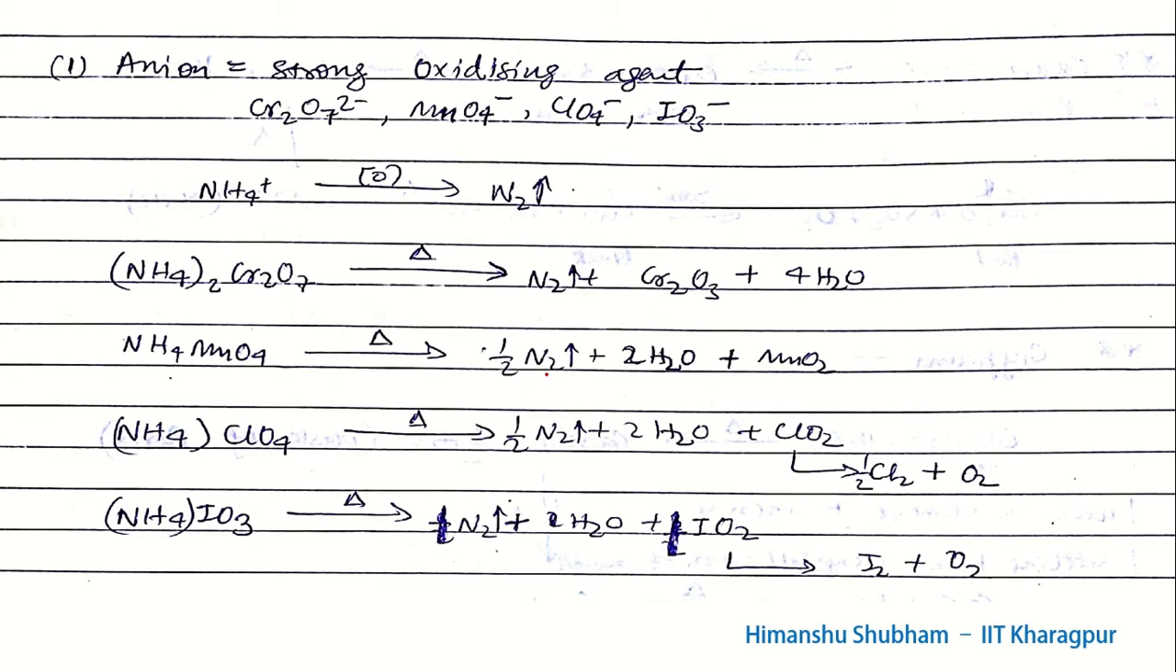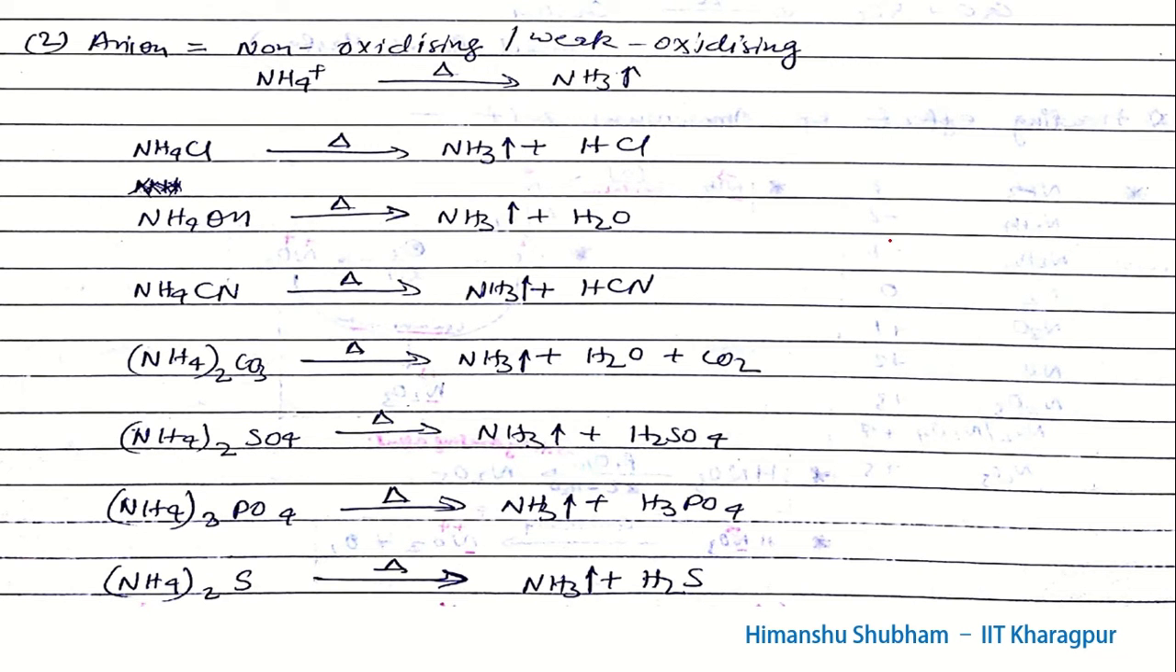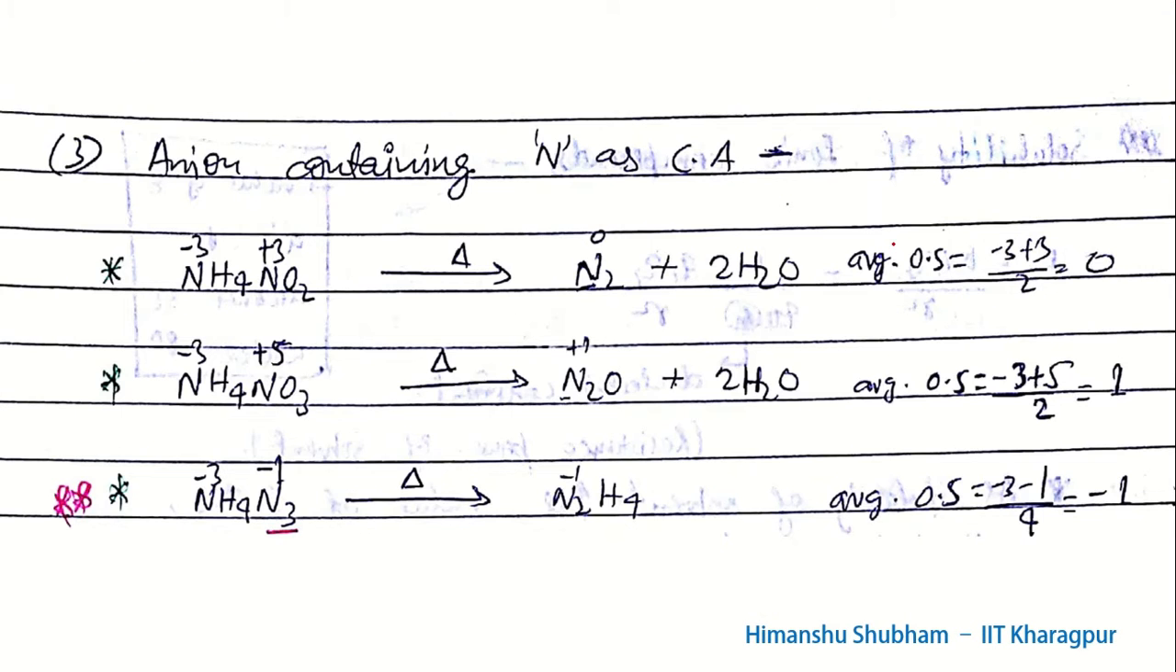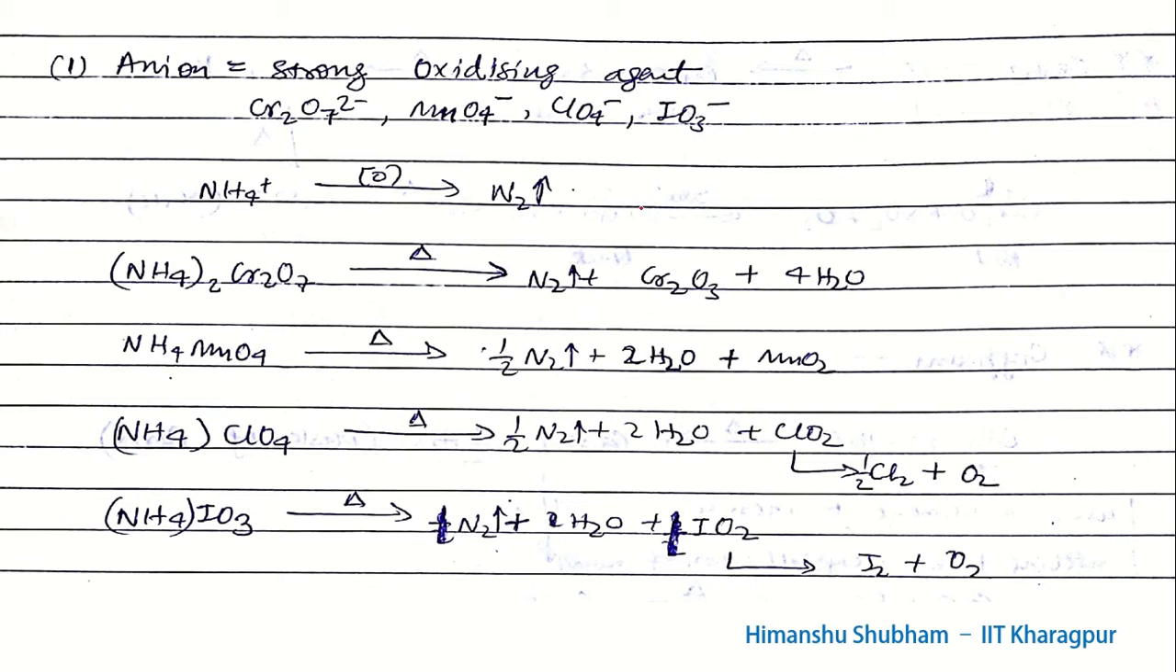So we'll have three cases here. Basically, the first one in which the anion of the ammonium salt is a strong oxidizing agent. In the second case, the anion would be a non-oxidizing or weak oxidizing agent, and in the third case, the anion, the N would act as a central atom. So let's discuss each case one by one. In the first case, we have an anion which is a strong oxidizing agent.